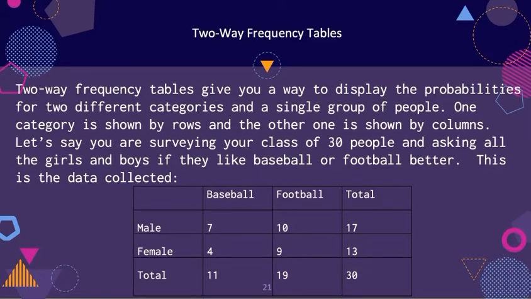Two-way frequency tables give you a way to display the probabilities for two different categories and a single group of people. One category is shown by rows and the other is shown by columns. Let's say you are surveying your class of 30 people and asking all the girls and boys if they like baseball or football better. This is the data collected.